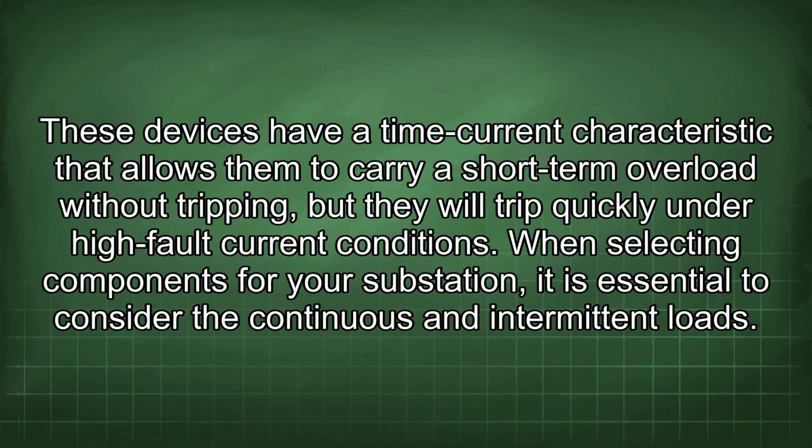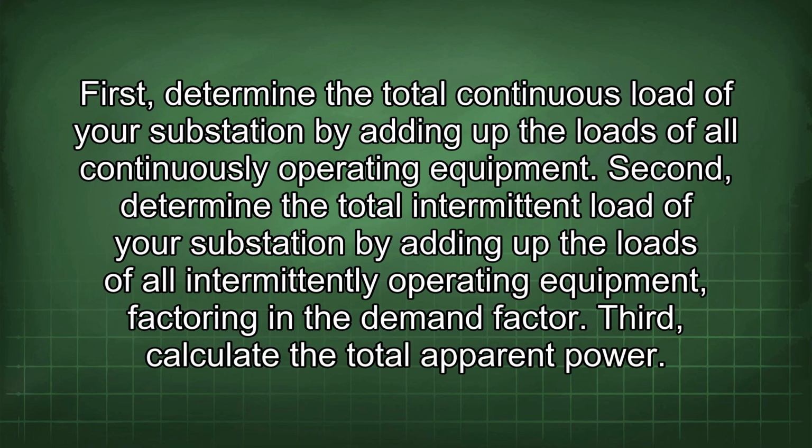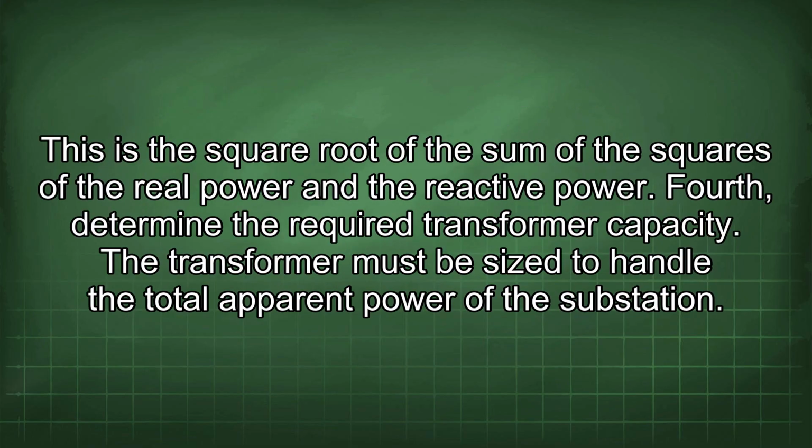When selecting components for your substation, it is essential to consider the continuous and intermittent loads. First, determine the total continuous load of your substation by adding up the loads of all continuously operating equipment. Second, determine the total intermittent load of your substation by adding up the loads of all intermittently operating equipment, factoring in the demand factor. Third, calculate the total apparent power. This is the square root of the sum of the squares of the real power and the reactive power.